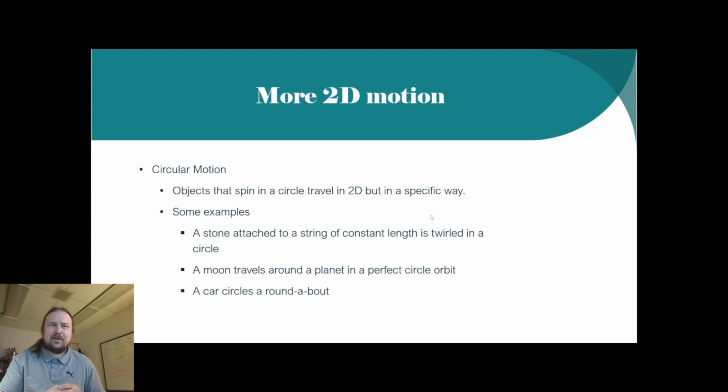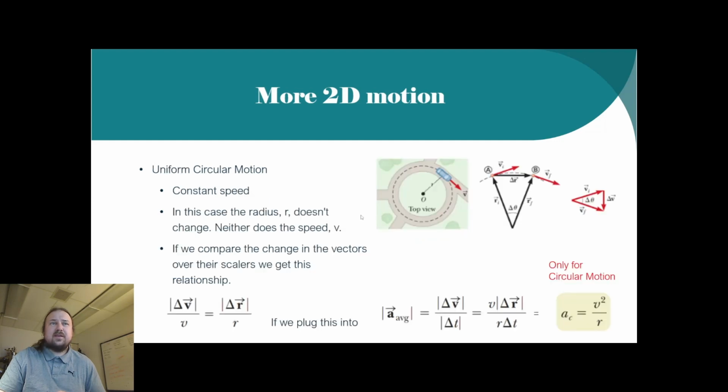Another example is you're in a car and you get stuck in a roundabout, right? You just travel round and round that roundabout, usually at a constant speed. These don't have to be at constant speeds, but that's usually how we're going to get away with the problem, using a constant speed. When there's a constant speed, that's what we call uniform circular motion.